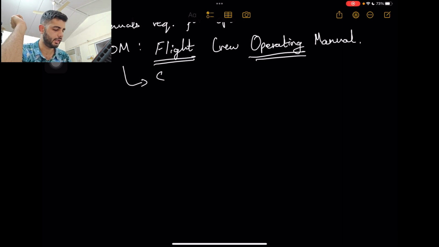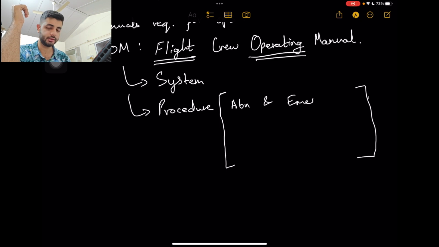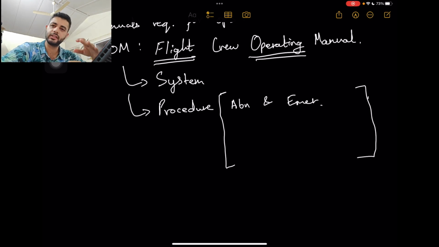What is there in the FCOM? It has systems. Then it has procedures. Now procedures has been broken up into a few parts. So what are these parts? First, they've given you abnormal and emergency. Why have they given you this first? So that when you're going through the FCOM, in case you're in flight and you need to see an abnormal or emergency procedure, you don't need to go through all the normal procedures first. It's the first thing that you get to. If you accidentally tap procedures, you come into abnormal and emergency straight ahead.